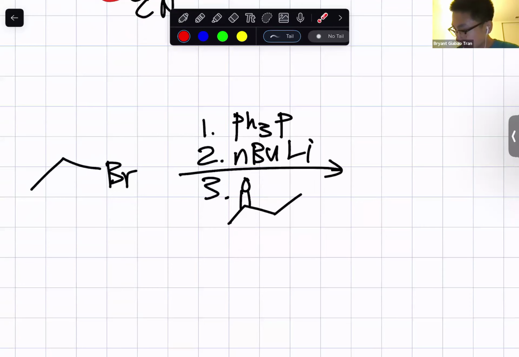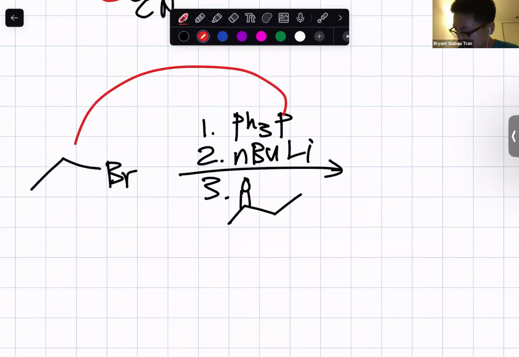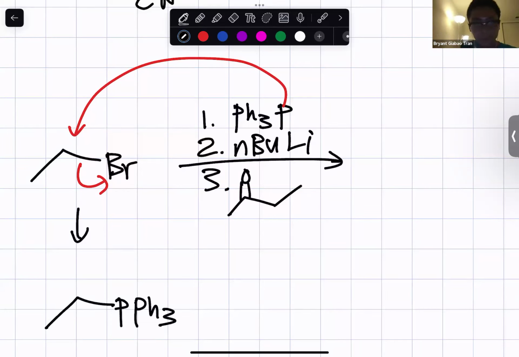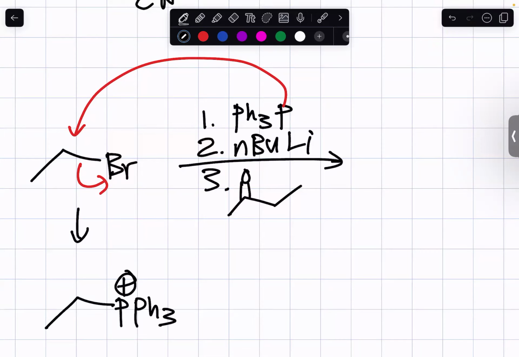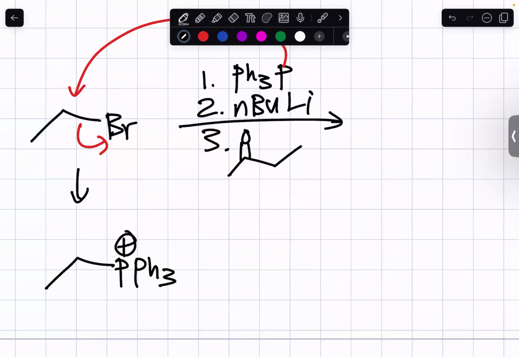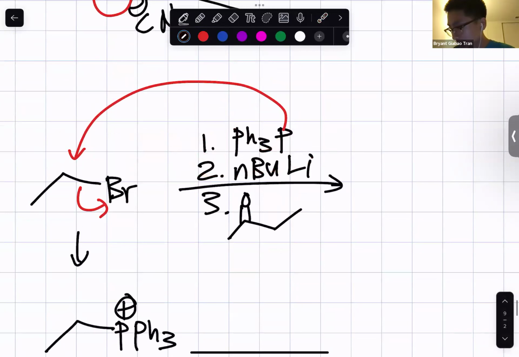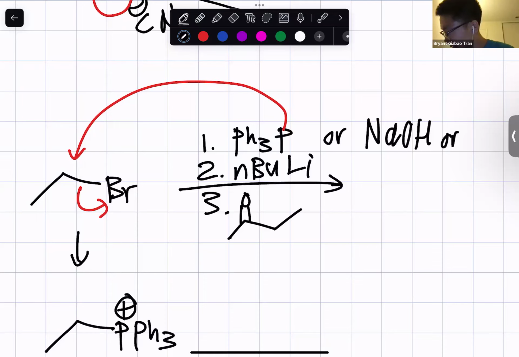So, what happens first is that this nucleophilic phosphorus is going to attack that carbon, kick out the bromine, SN2. When that happens, this phosphorus with an extra bond will have a positive charge. And then the second thing here, we have a strong base. That strong base could be either n-butyllithium or NaOH or NaOR, any strong base.